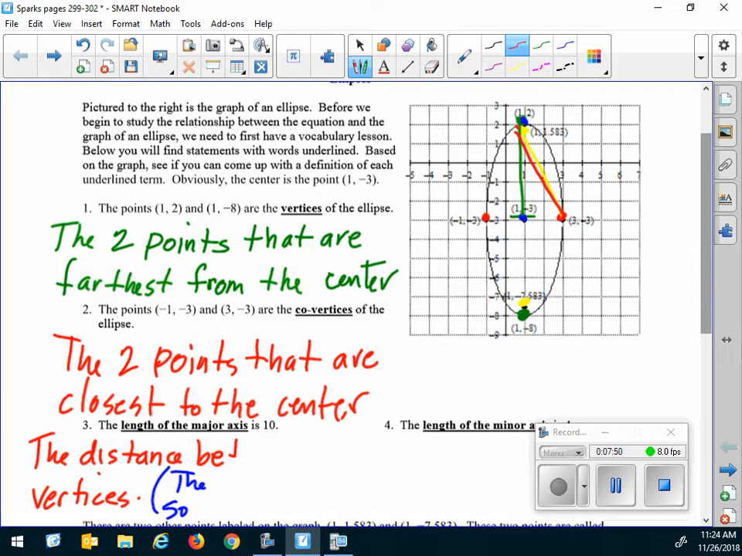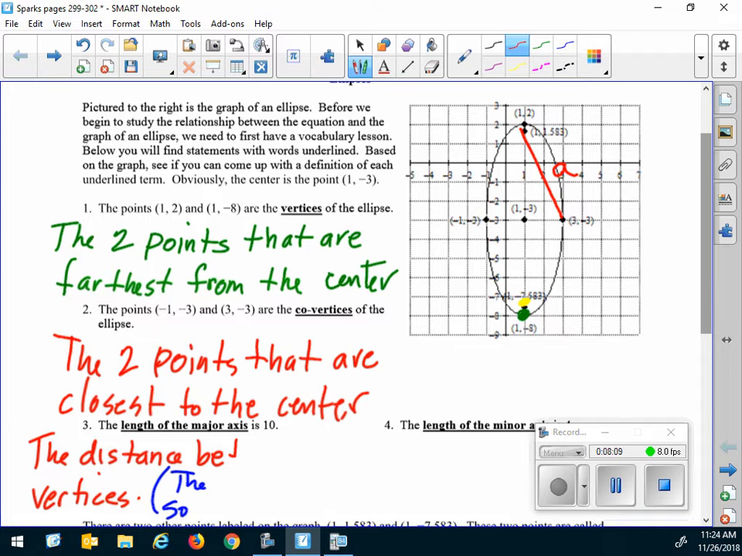So what we know now, and let me try to get rid of some of this stuff and neaten this up just a little bit. The distance from a focus to a covertex is A. It's the same as the distance from the center to a vertex.